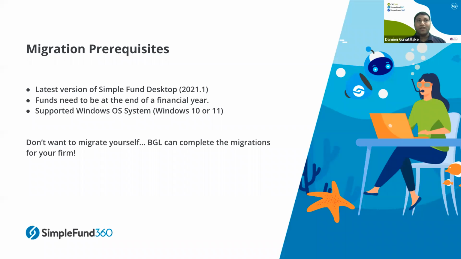So for example, you might have a fund at 2020 that was the last finalized year in Simple Fund Desktop. You've maybe got one or two transactions in the 21 financial year. Those two transactions, for example, wouldn't be migrated across. It does need to be at the end of financial year. But what you might decide is it's only a couple of transactions, so we're just going to migrate the fund at 2020 and then enter those transactions back again in Simple Fund 360. That's perfectly fine as well.